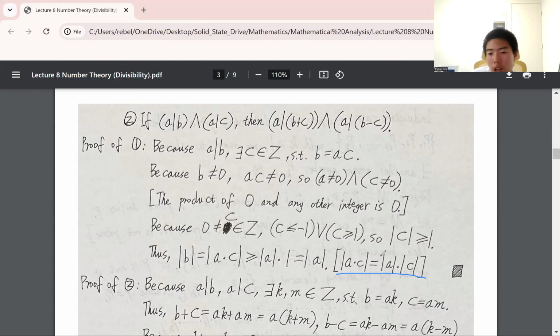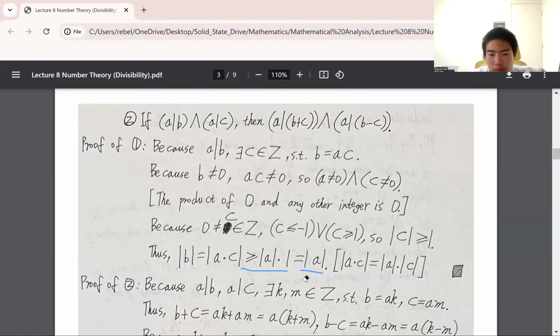If it's times, like -2 times 4, then the absolute value of the product equals the product of the absolute values. Because the absolute value only concerns the sign, negative or positive, and it always changes to positive after taking absolute values, so they're equal. And C is greater or equal to 1 here, and this is greater or equal to that, and it's greater or equal to A. So we have proved it successfully.